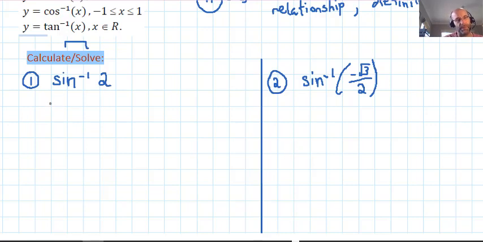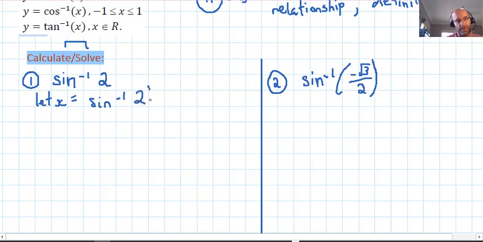You need a symbol, so it doesn't matter greatly what symbol you use. I'm going to use a mixture of x's and y's in this video. Let's try using x, so let x equal what we're given, so x equals inverse sine of 2. Okay, so what we can do is take sine on both sides.